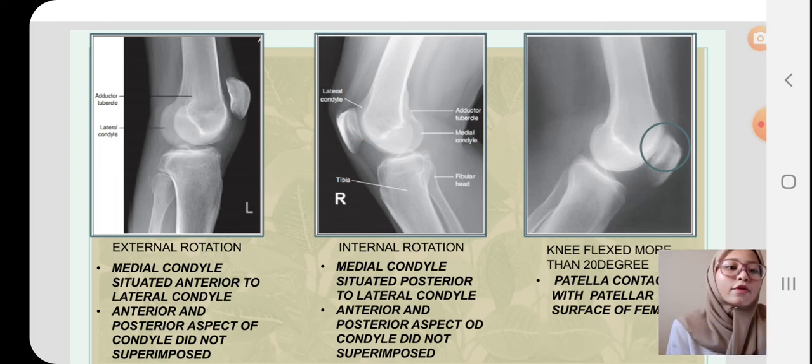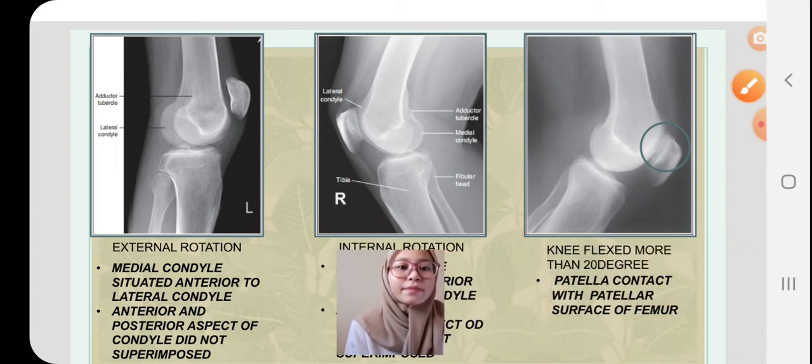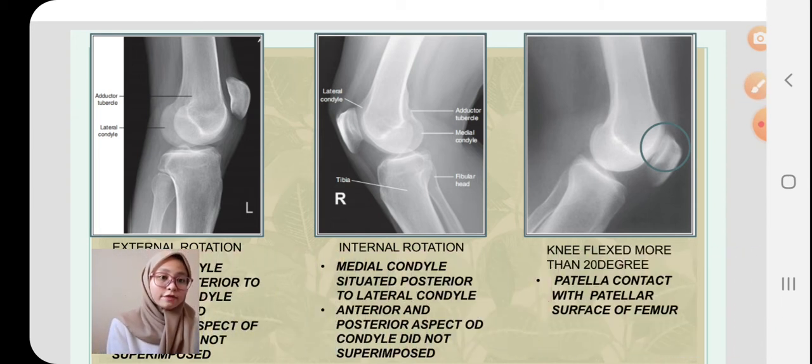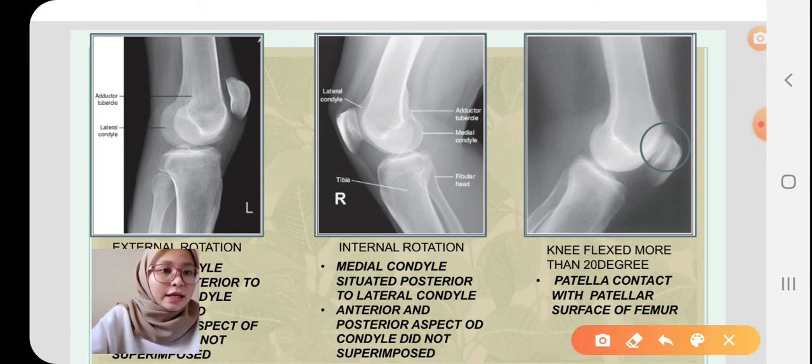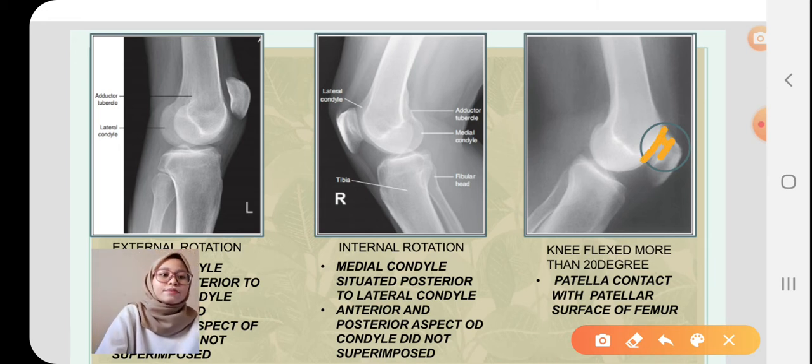Okay, for knee flexion, this picture is for knee flexion of more than 20 degrees. So the patella will contact the patellar surface of the femur. Here, this is the patellar surface. They contact each other.